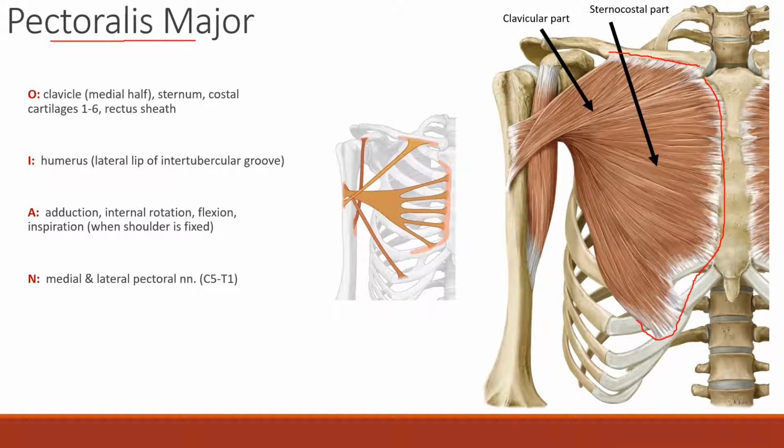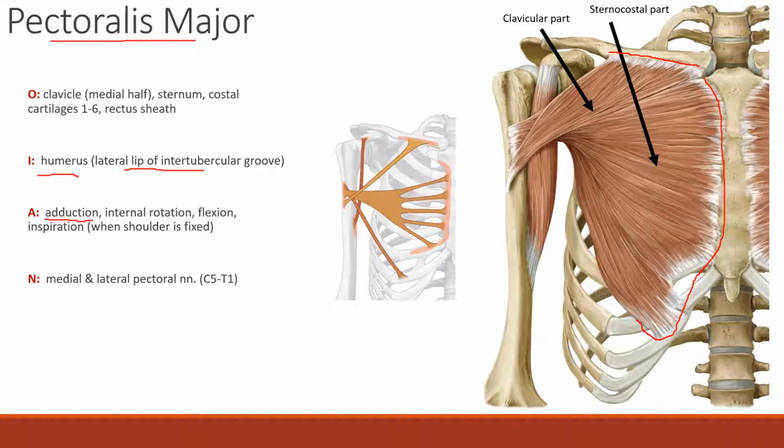All parts of the muscle insert onto the humerus, specifically the lateral lip of the intertubercular groove. So as you review the osteology of the upper limb, make sure to pay attention to the intertubercular groove on the humerus, because a lot of muscles have important attachment sites there. Knowing these two attachment sites can help us to infer the action. So basically when these muscle fibers shorten, they're going to bring the humerus closer to the sternum, and so that means adduction.